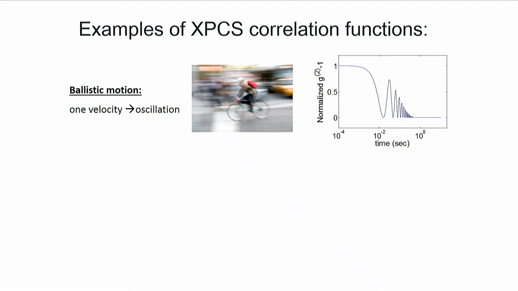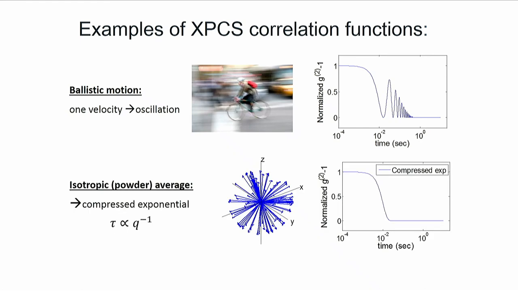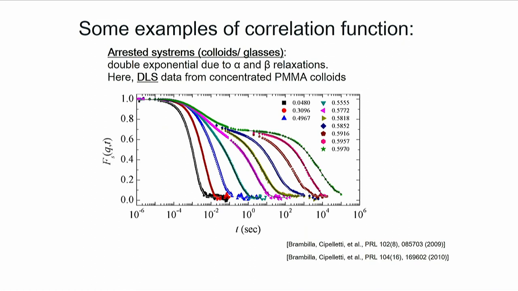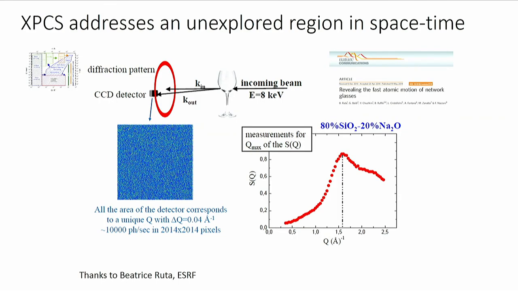What do you expect in a correlation function? If you have something that is moving with a constant velocity, you get this kind of shape. If you have a powder average, you have a kind of compressed exponential. If you have Brownian diffusion, it's like in dynamic light scattering, you have the usual thing as in the Stokes-Einstein model. In a raster system, you have this very nice double step. This is not actually XPCS, it's DLS from Cipolletti and friends in France. So you can really address and explore a region in space-time.